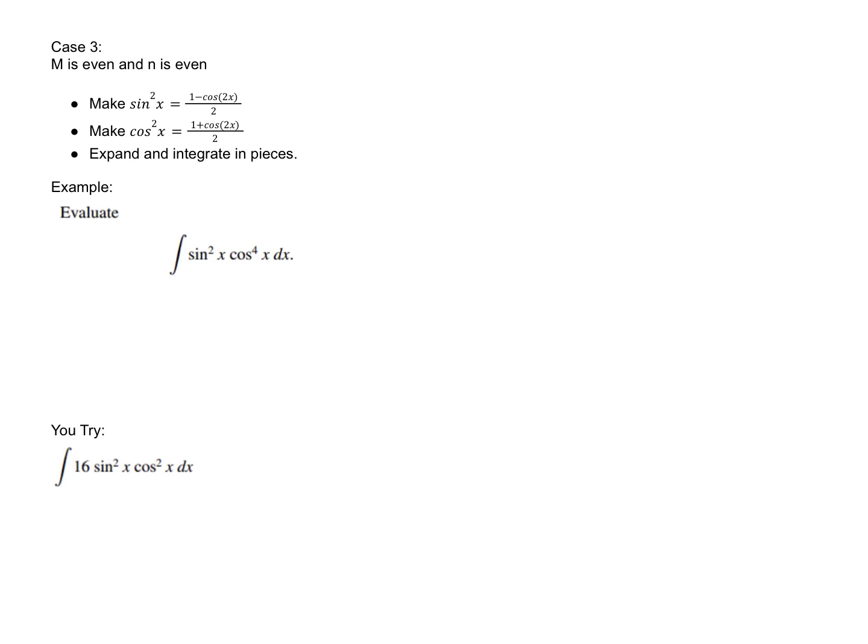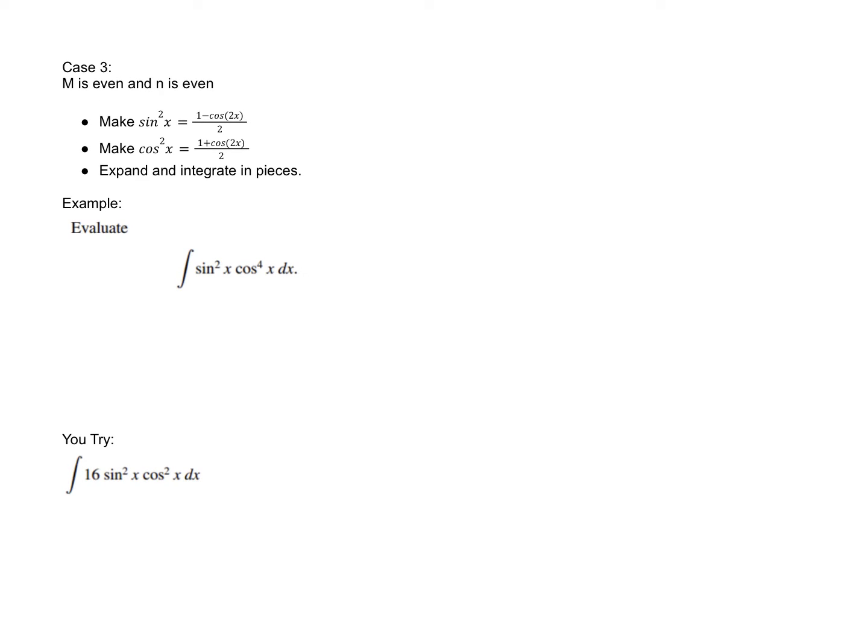All right, so what you're going to do is take every sine squared and make it into 1 minus cosine of 2x over 2. That's one of our double angle formulas. And we're going to take any cosine squared and make it into 1 plus cosine of 2x all over 2.